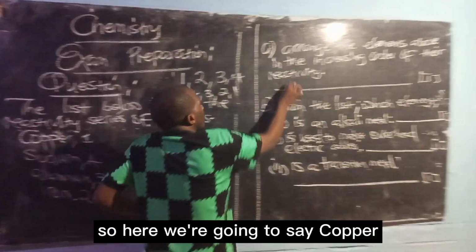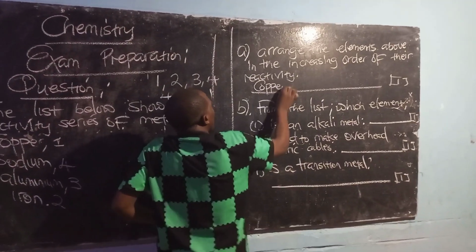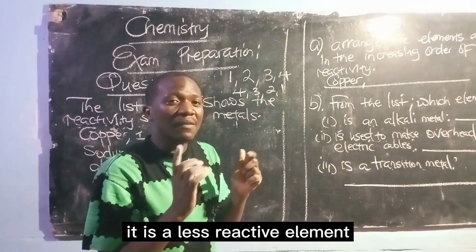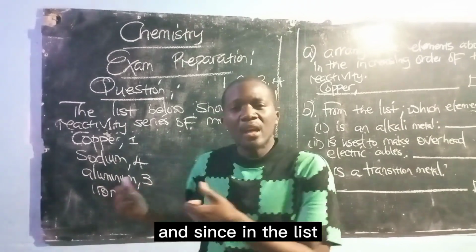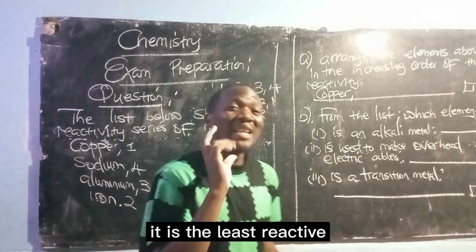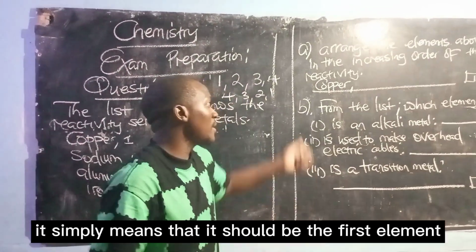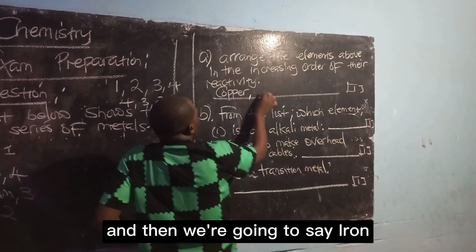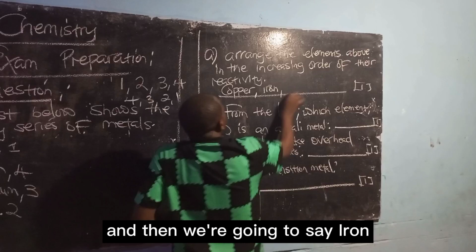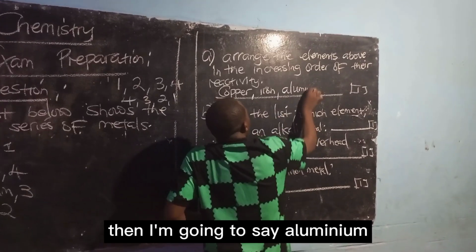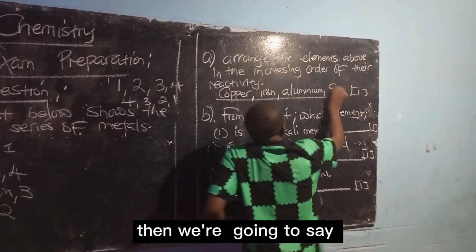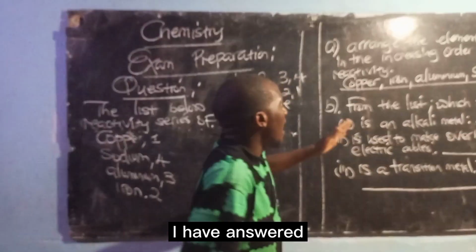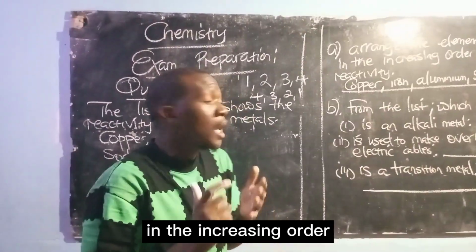So here, we're going to say copper. Why am I starting with copper? It is a less reactive element, and since in the given list it is the least reactive, it should be the first element. So I'm going to say copper, then iron, then aluminium, then sodium. Having done that, it simply means I have answered in the increasing order.